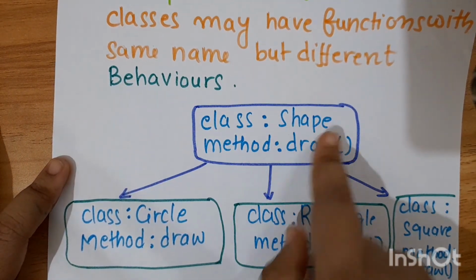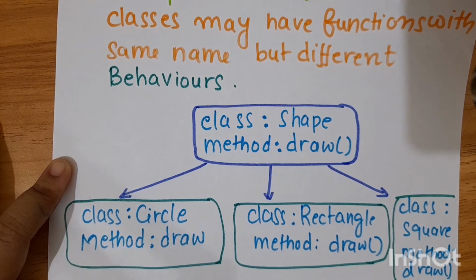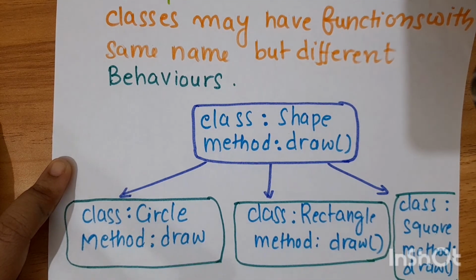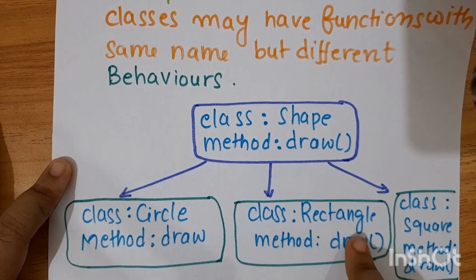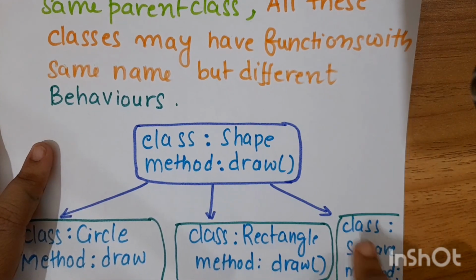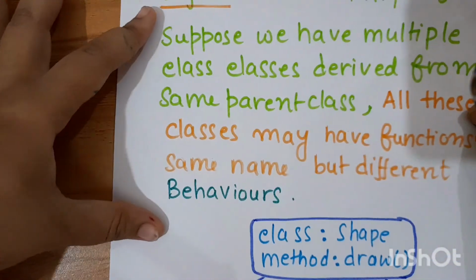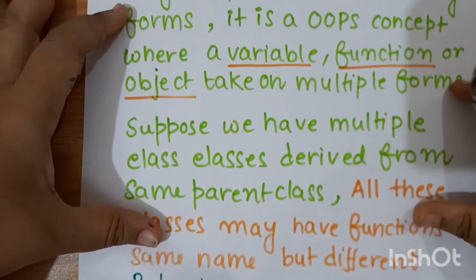Suppose here we have a class shape, we have a method draw. Class circle also has a method draw, but what will draw do? It will draw circles for the class circle. Then we have a class rectangle, it is also derived from shape. It also has a draw function. It will draw a rectangle. Then I have a class square, it is also derived from the shape class. It has a method draw. It will draw a square. So this is what polymorphism is.